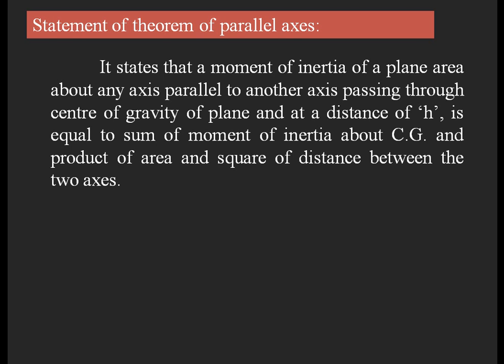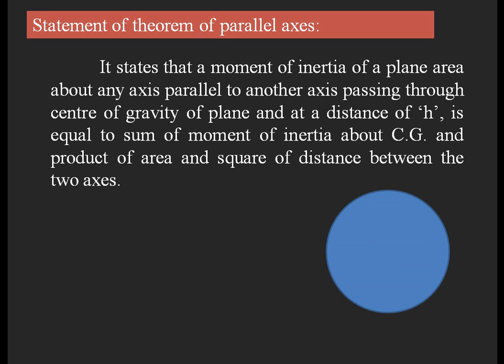So finally, by this statement we can write, first I would like to show you the figure. So this is the figure. Assume a plane area with a particular reference line AB and the CG line, which is at a distance of h, and the formula we finally get is I_AB is equal to I_G plus A h square. So there is another statement here. Once again, go through the statement.